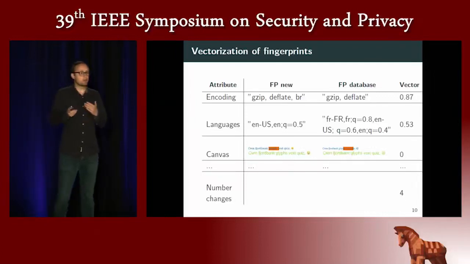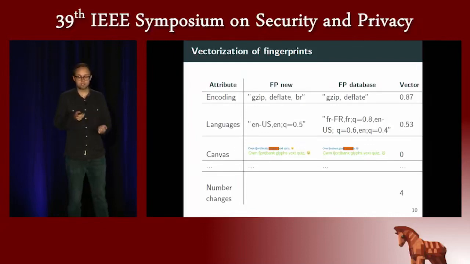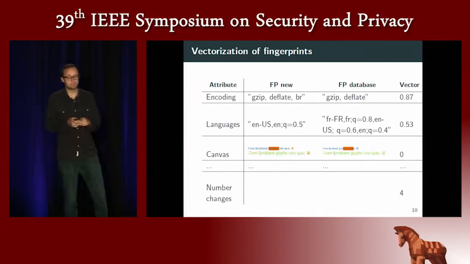But a machine learning model operates on a vector of numbers, and fingerprints are mostly a combination of string attributes. So the way we vectorize our fingerprints is the following. If we have a new fingerprint, FP new, and a fingerprint in the database, when we compare the two fingerprints, we do mostly pairwise comparison, and we extract a string similarity for attributes such as the encoding of the languages. For other attributes such as the canvas, we extract only a binary value, 0 if the two attributes are different, or 1 if they are the same. And we also added new features such as the number of changes, so the number of differences between the two fingerprints.